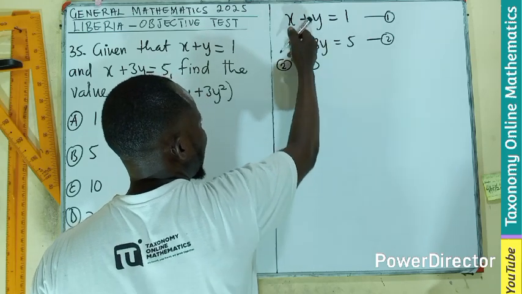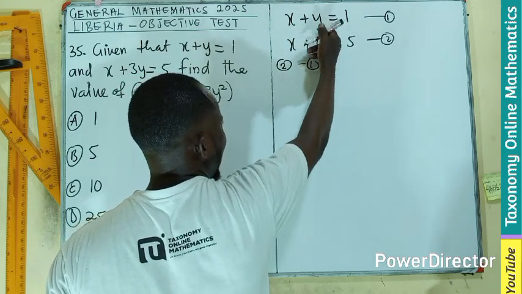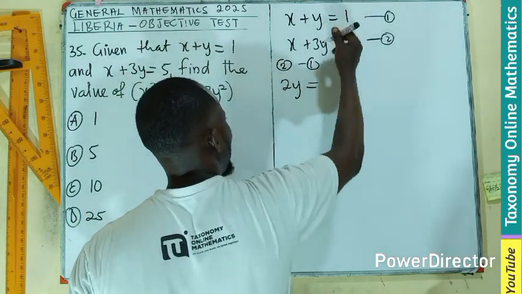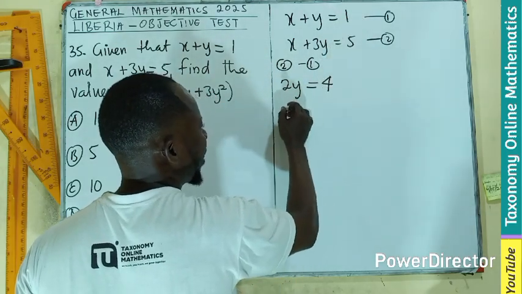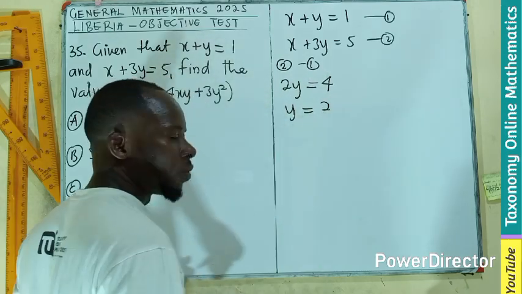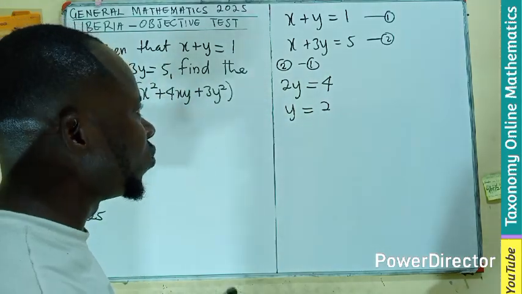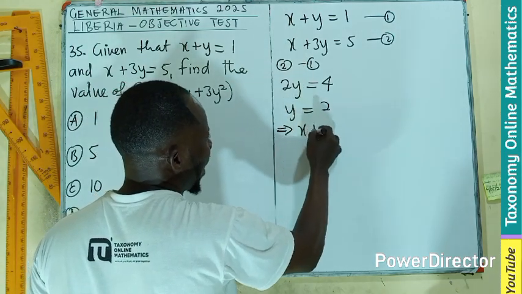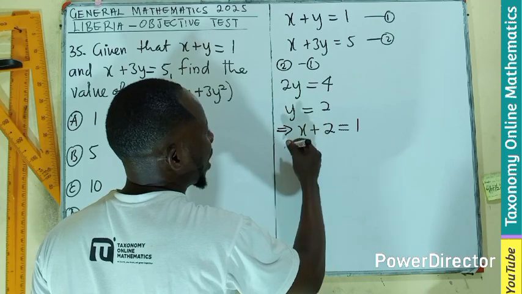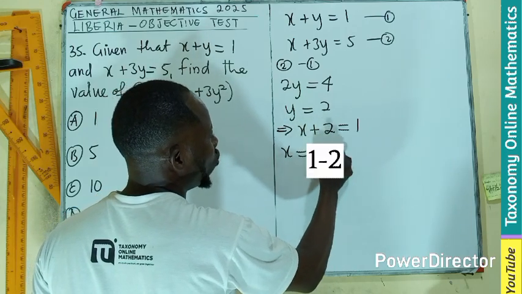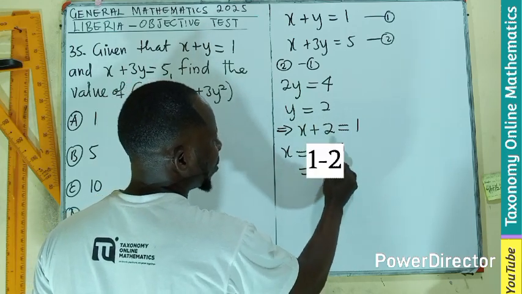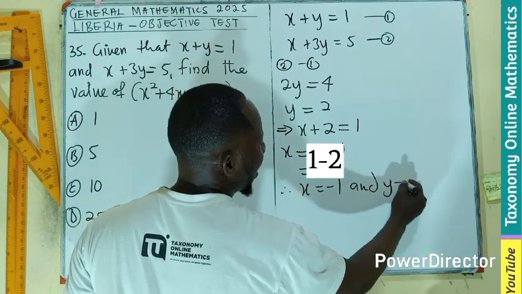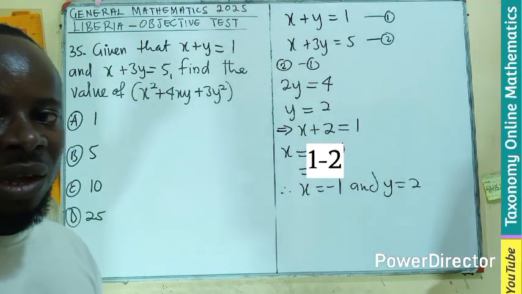So subtraction gives you 3y minus y, which is 2y, equals 5 minus 1, which gives you 4. Fast forward, your y is going to be 2. So this must also be put into any of the equations. I'm picking equation 1: x plus y, which is 2, equals 1. Then x is going to be negative 1. So therefore, x is negative 1 and y is 2.